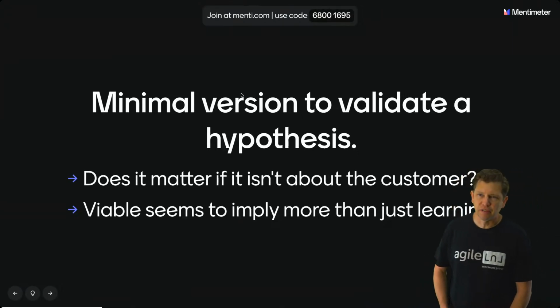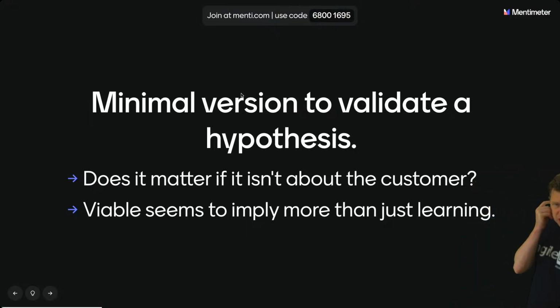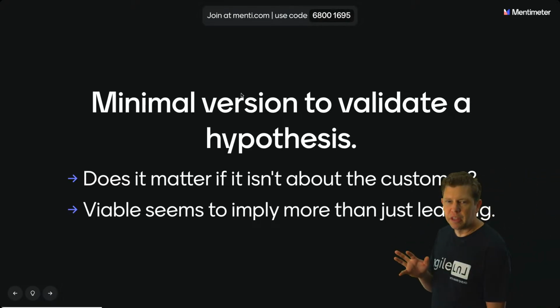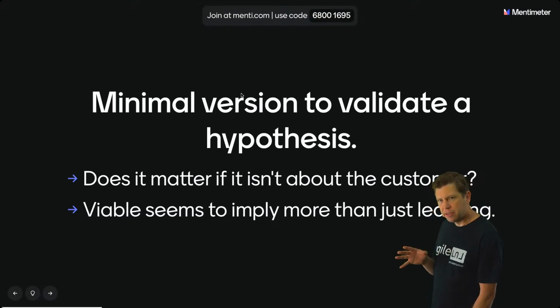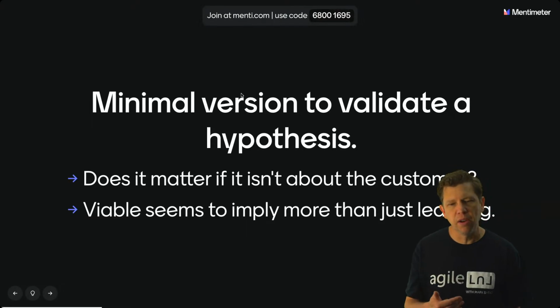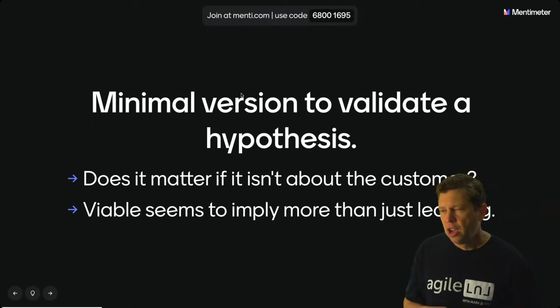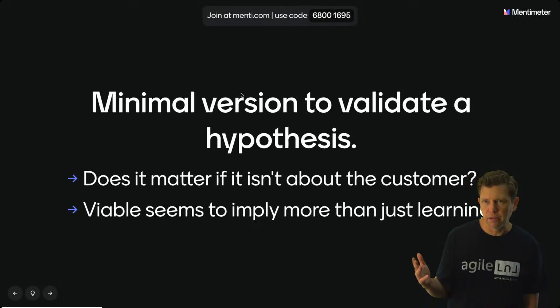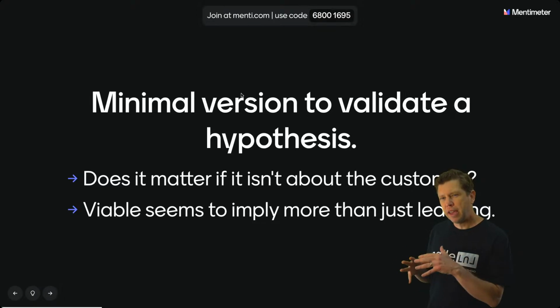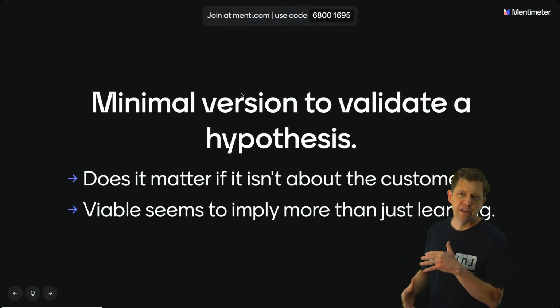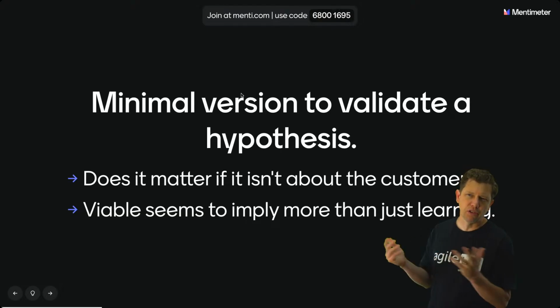So, minimal version to validate a hypothesis. Using this definition, does it matter if it isn't about the customer? Viable seems to imply more than just learning. What I want to point out is it's easy for people to start saying MVP about things that have nothing to do with the customer. If you hear your team start saying, we need to create an MVP to show that the database works correctly, I've seen teams fall into this trap where they're not getting any validation back from the customer. They're just proving out their technology.